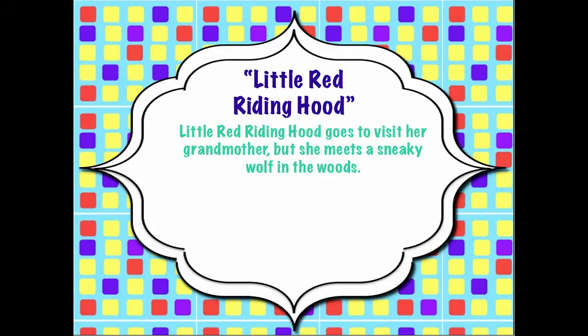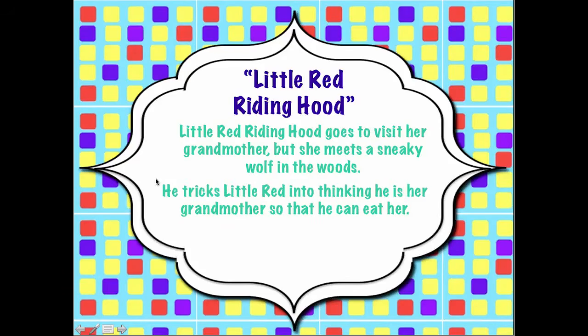We've got the main characters. We've got Little Red Riding Hood, and we've also introduced this sneaky wolf, and we've mentioned the grandmother. We've also talked about the setting because it mentions that this happens in the woods. Okay, let's see what else we can do. He tricks Little Red into thinking he is her grandmother so that he can eat her. We're getting into some of the problem now. The problem that Red is dealing with is that she's being tricked by this wolf. Is she going to fall for it? Is she going to get eaten?